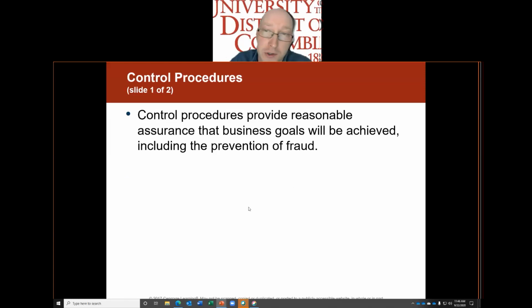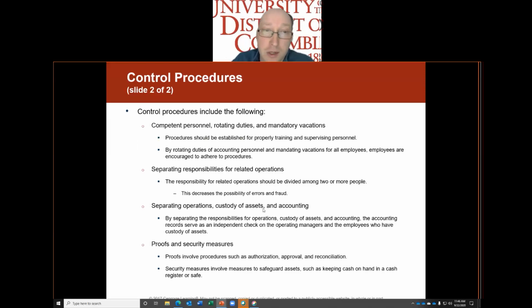Control procedures. We identify a set of procedures to help prevent fraud. That's what a control procedure is. There are a couple of steps here, things that include controlling procedures. We control personnel. We rotate duties. We implement mandatory vacation sometimes in certain businesses. We rotate personnel in order to keep things fresh and keep things moving and to properly keep our employees well trained.